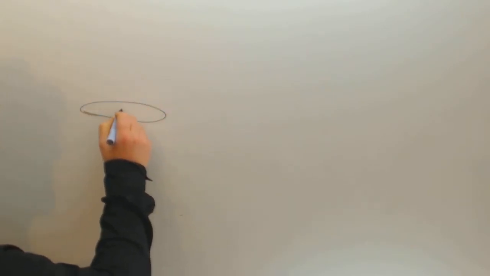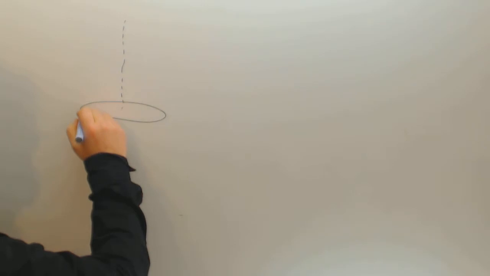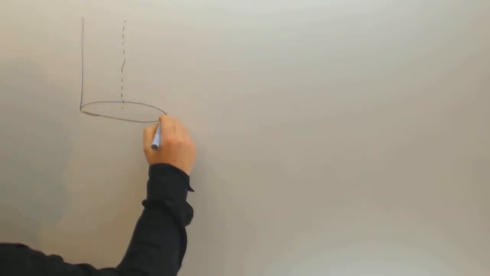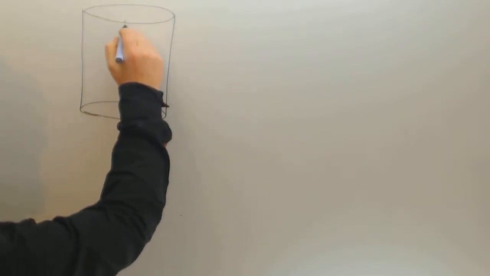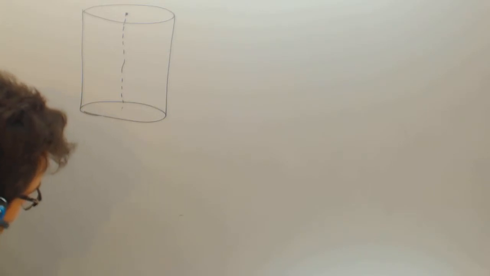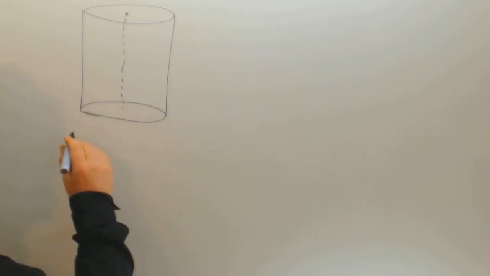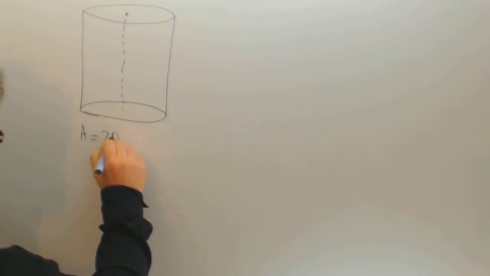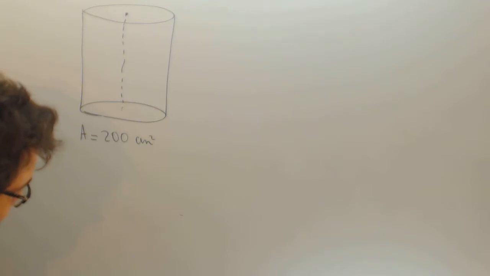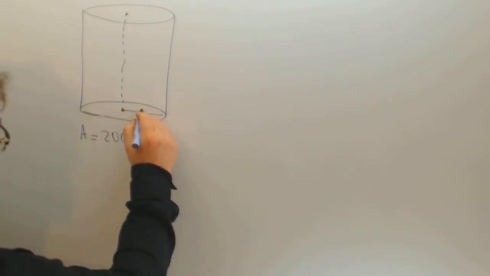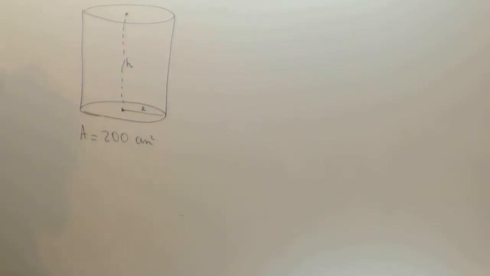Okay, so you got a cylinder, a straight one. And they say that the area is 200 square centimeters, and you want to know the radius and the height for it to have the maximum value.